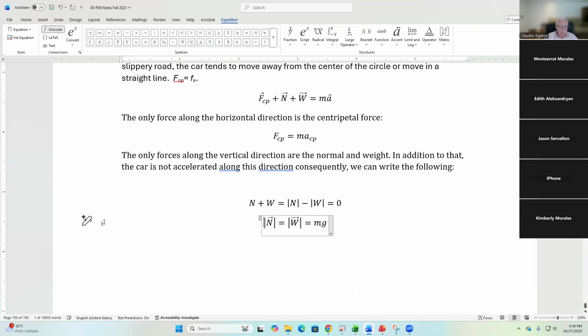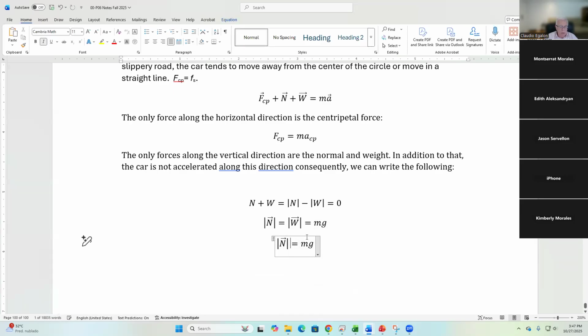So now we are going to need this equation, by the way. Normal equal to mg. And I'm going to show you why. We identify the centripetal force as being the force of static friction. So we have the force of static friction equal to m times acceleration.